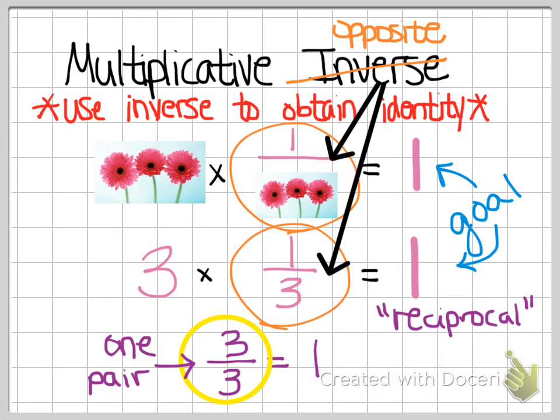So, when a number is divided by itself or multiplied by its inverse, the answer will always be 1, which is the identity. And when you have that scenario drawn up, it's called a 1 pair.